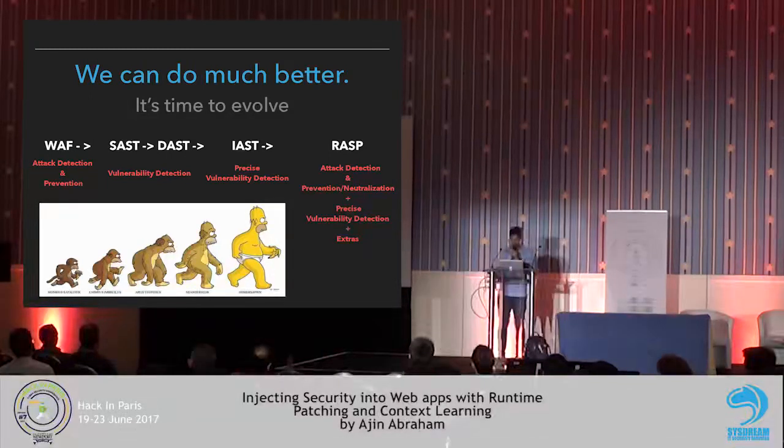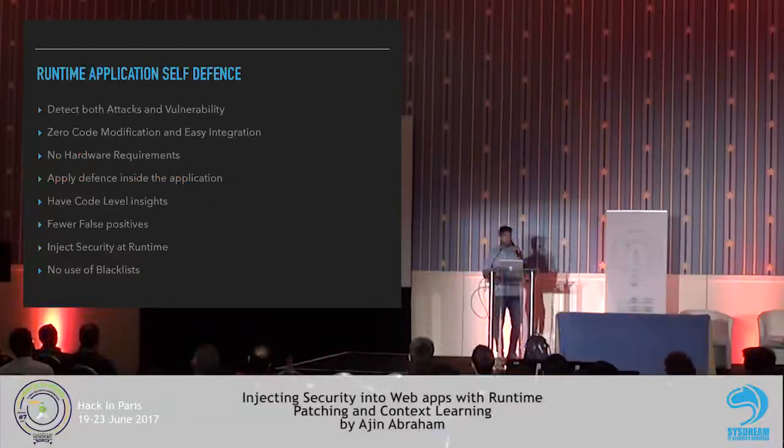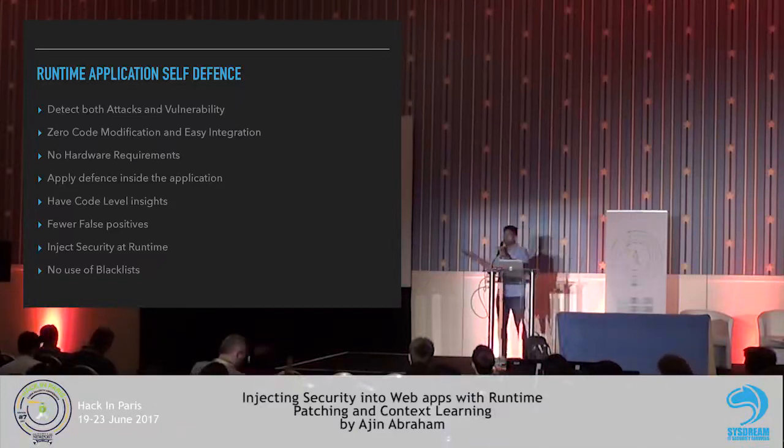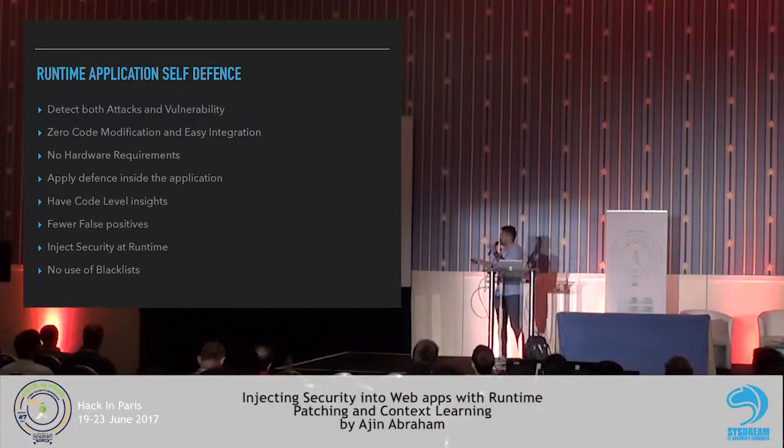So moving on, let's talk a little bit about runtime application self-defense. It should be able to detect both attack and vulnerability. These are some of the characteristics that a typical RASP has. Right now, the term RASP is very generic, and people have often come up with different definitions for it. So I've collected some of them and come up with a conclusion. These are some of the things that you should at least have. It's not the definition, since it's a pretty new concept.